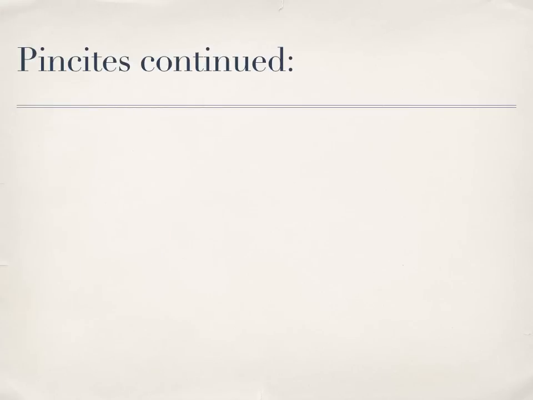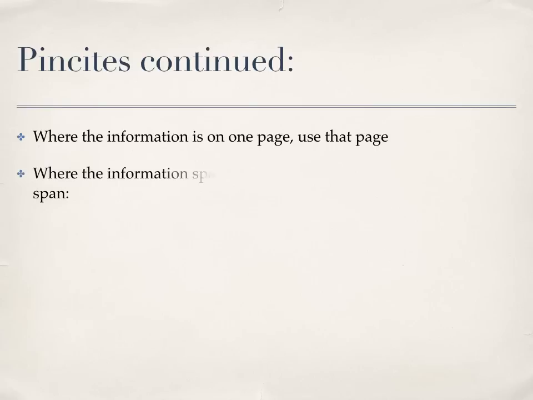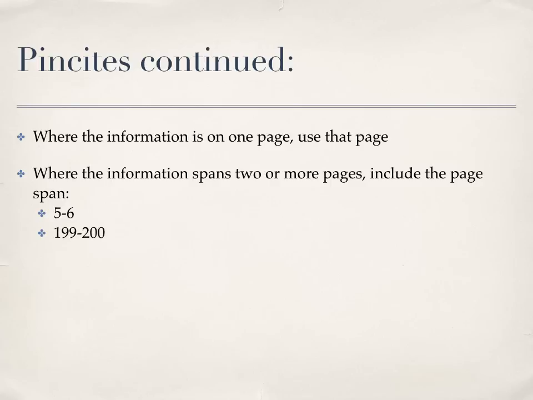Pincites are easy when the material appears on one page. You simply cite to the page that the material is on. But where the information spans 2 or more pages, you'll need to include the page span. Here's your crash course on citing to material on more than one page using Rule 3.2. If your pages are single digits, write the numbers out in full. For example, 5-6. Where your page numbers contain 3 or more digits, write the first in full and then retain only the numbers that change.